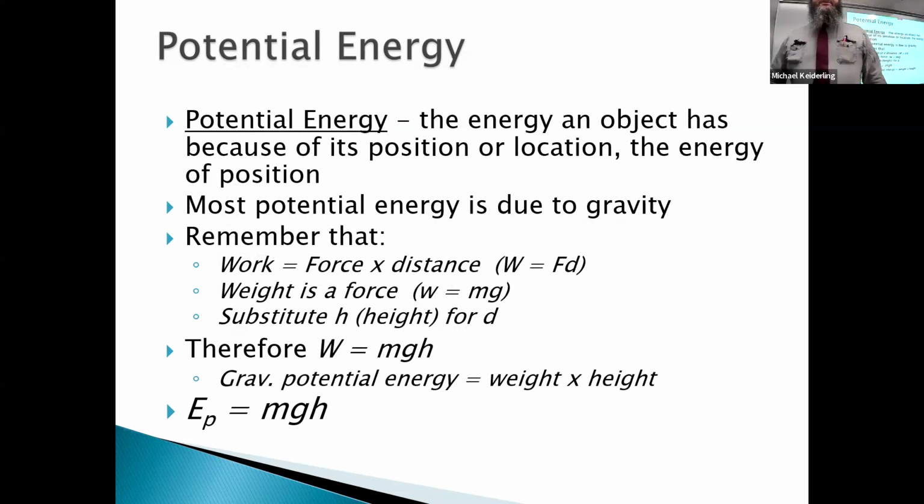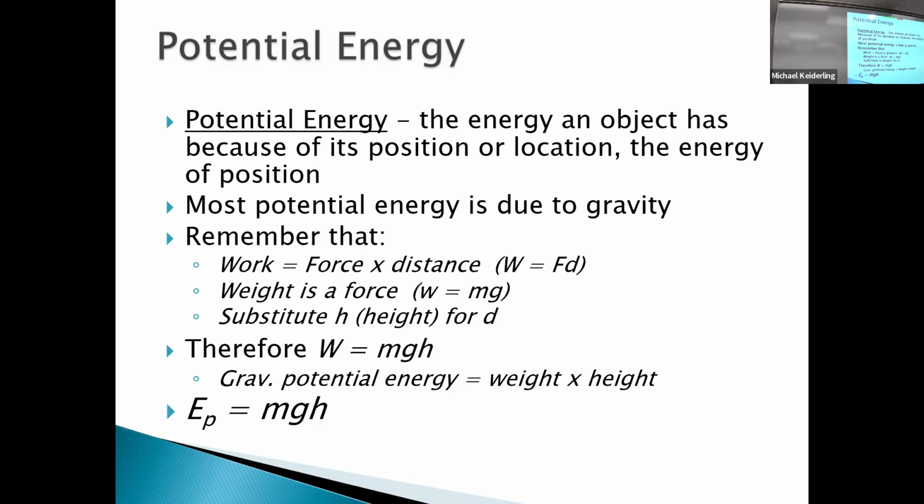Now, potential energy is energy that is stored in the position of an object. So you get potential energy when you work against a force where you can get that energy back. The most common form of potential energy you're going to run into is due to gravity, and that's the only one we're going to cover in this class.